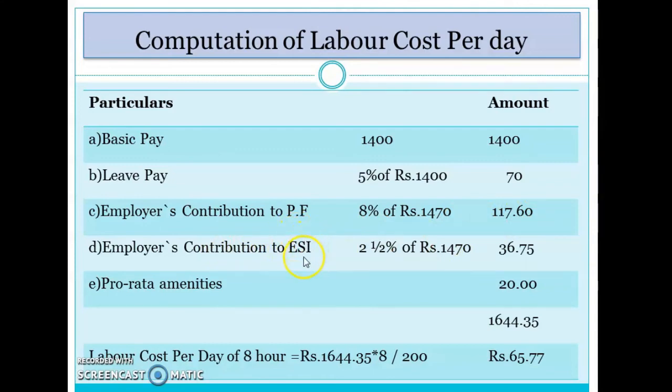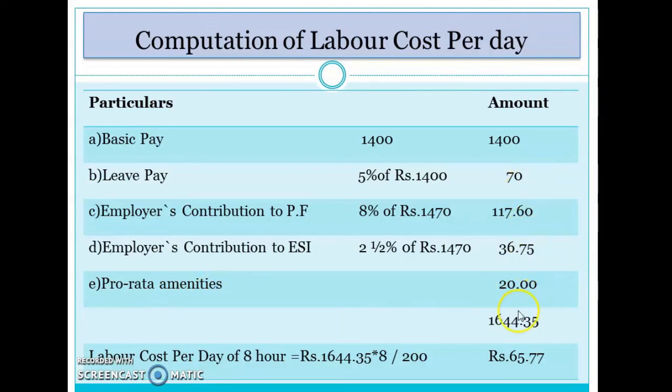Next one, we are going to calculate the employer's contribution to ESI. ESI means Employees' State Insurance. It is 2.5%. So we are going to calculate on the same 1470. We will get 36.75. The next one, it was given in the problem: pro rata annuities is 20 rupees. So we have written it here.